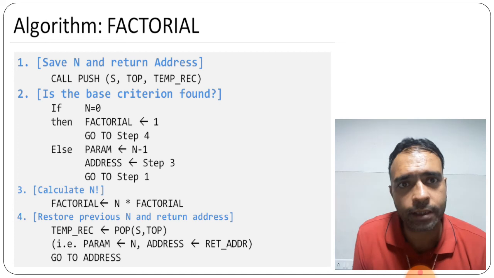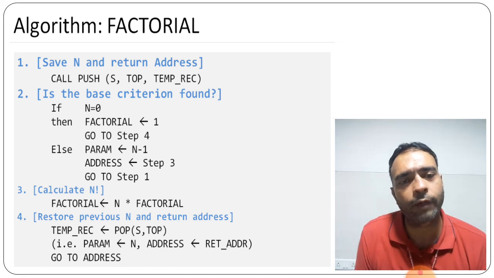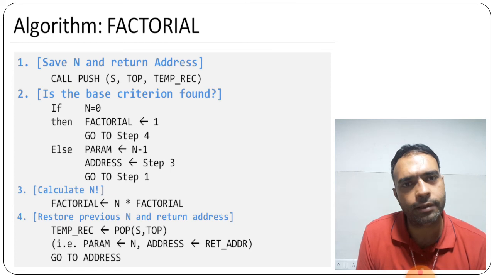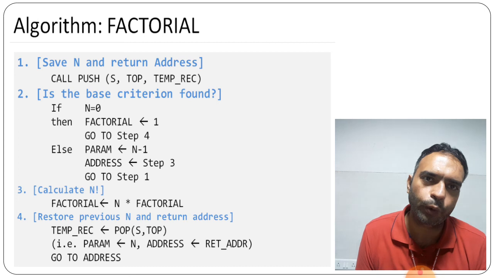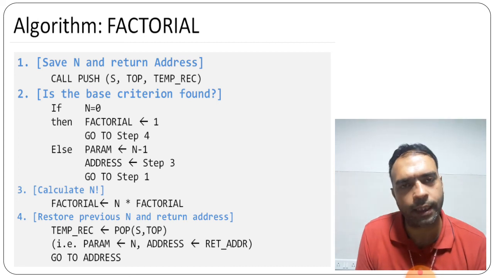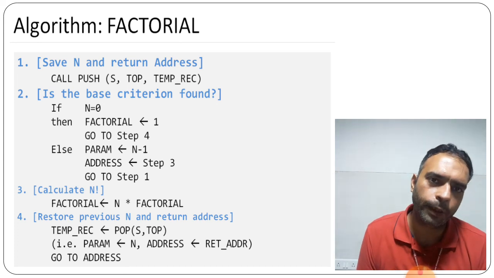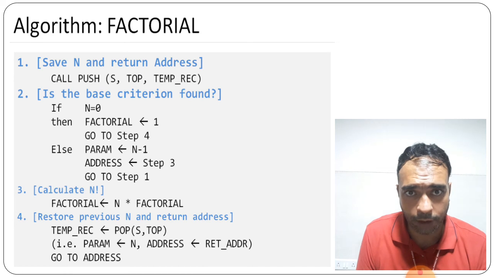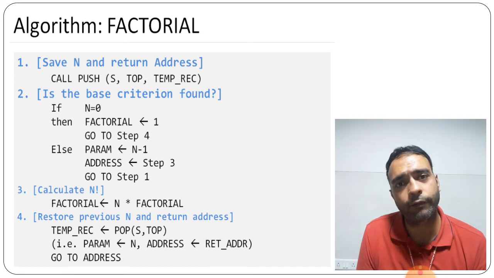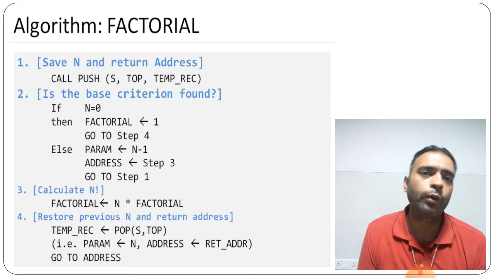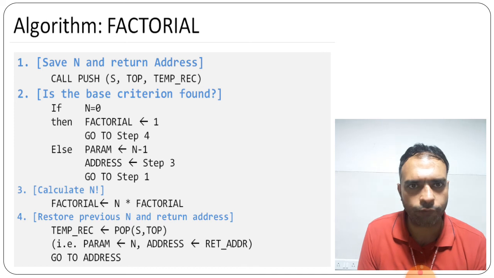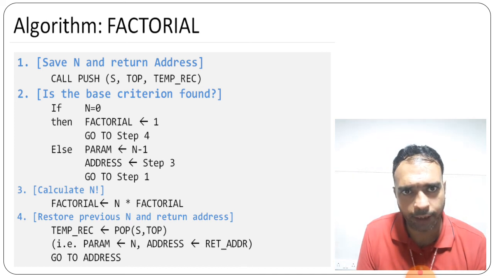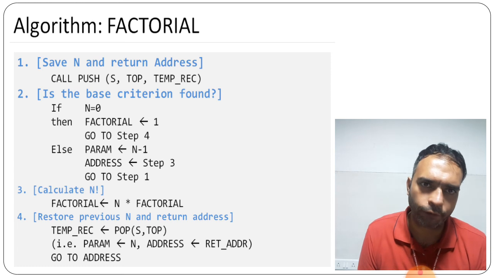And else, what we have to do, we have to initialize the parameter with n minus 1, and the address we have to provide from step 3, and we have to go to step 1 again, and push that part again, and again check whether n is equal to 0 or not, again and again till n is equal to 0. We have to repeat this step, and finally at step 3 we have to calculate the n factorial. For that we have to write factorial is equal to n into factorial, that will repeat again and again, that will decrease the value of n again and again, and finally give the final value of this factorial at last.